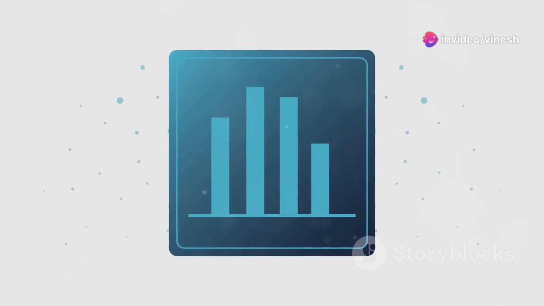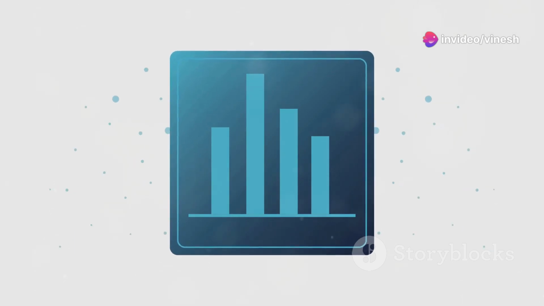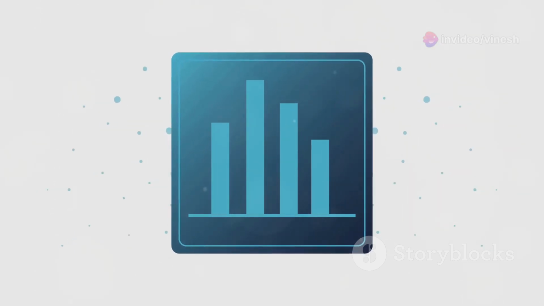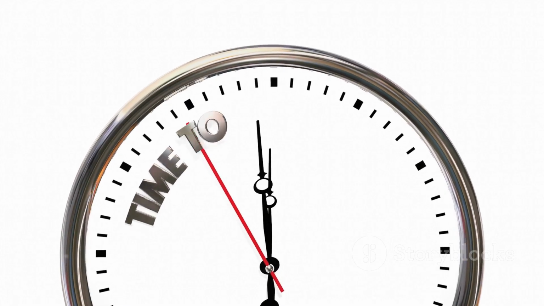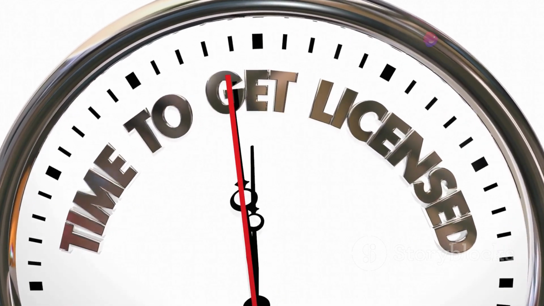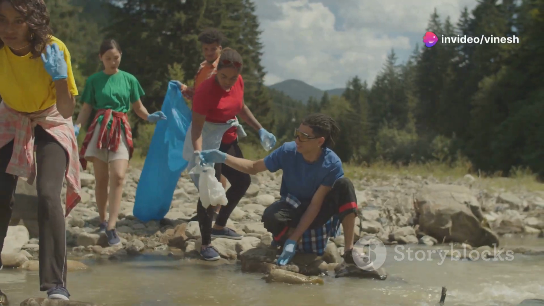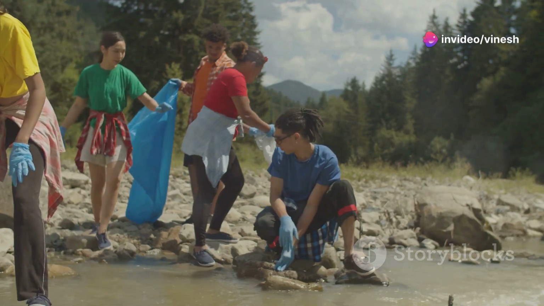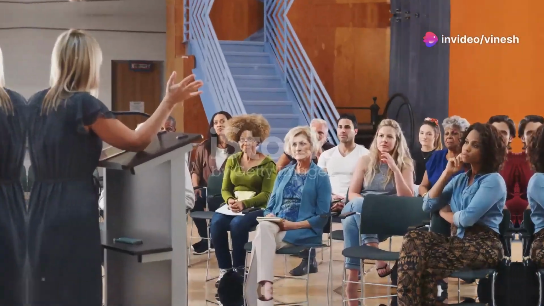tricky enough, we also have the issue of time. Meaningful change takes time. Remember Rome? They didn't build that empire in a day, and neither will a community garden solve food insecurity overnight. We're talking months, years, sometimes even decades to see the full impact of a program.